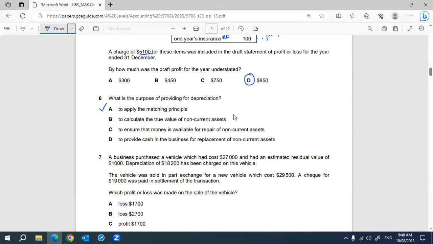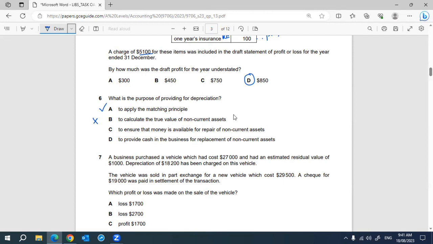However, let's look at the other options. To calculate the true value of non-current assets. So this is not a correct answer. The net book value that we have calculated is not the true value. It is the value in accordance with the business, because the same asset owned by two different businesses may have different values due to different rates of depreciation being applied in accordance with the usage of that business.